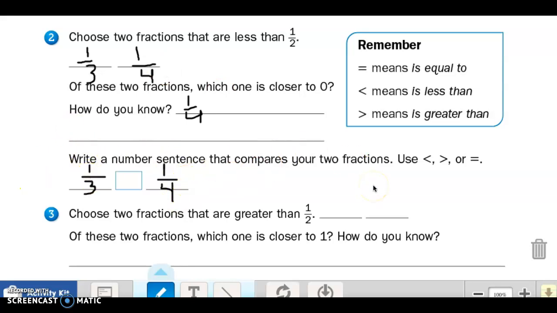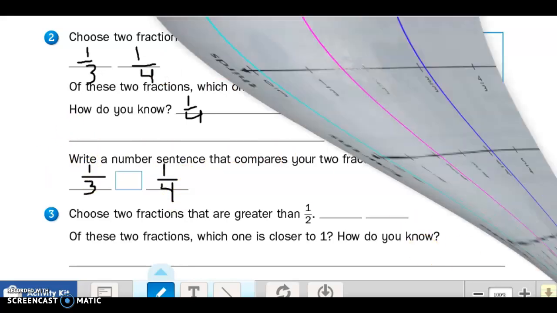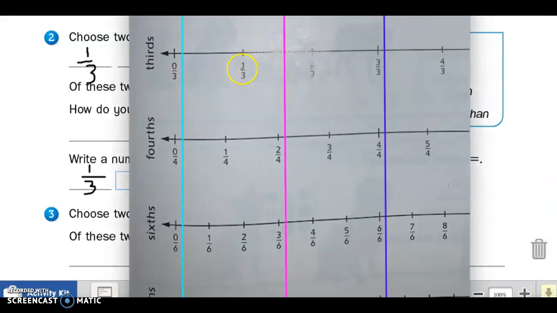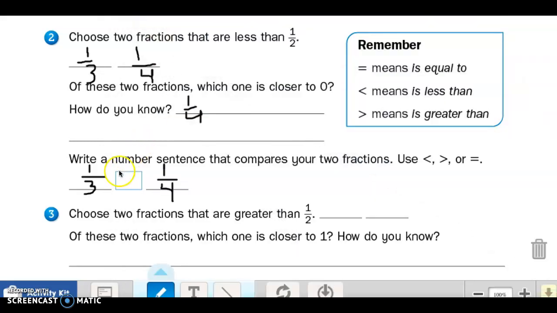Is it going to be less than, greater than, or equal to? I'll pull my chart up again. Well, 1/3 is getting larger and 1/4 is closer to 0. So 1/4 is my smaller number. So 1/3 is going to be greater than 1/4.